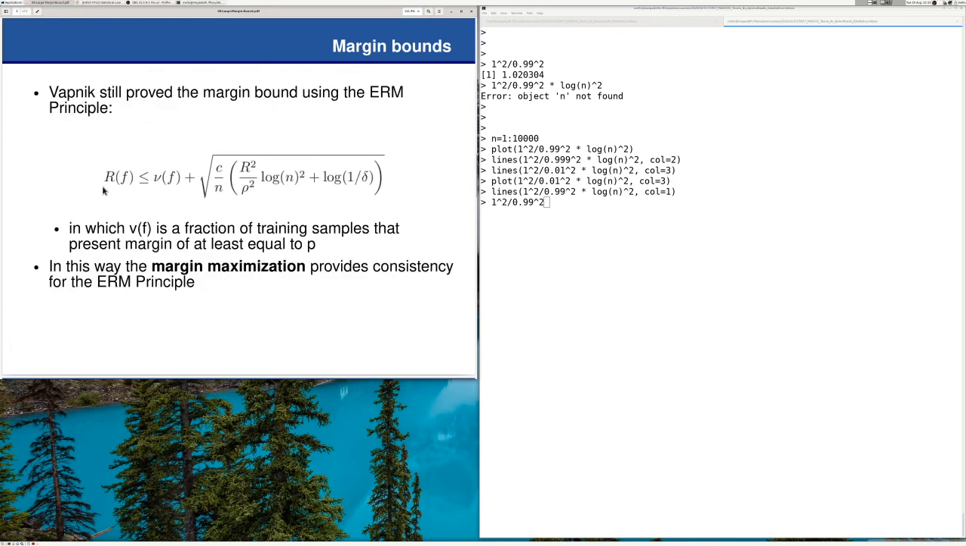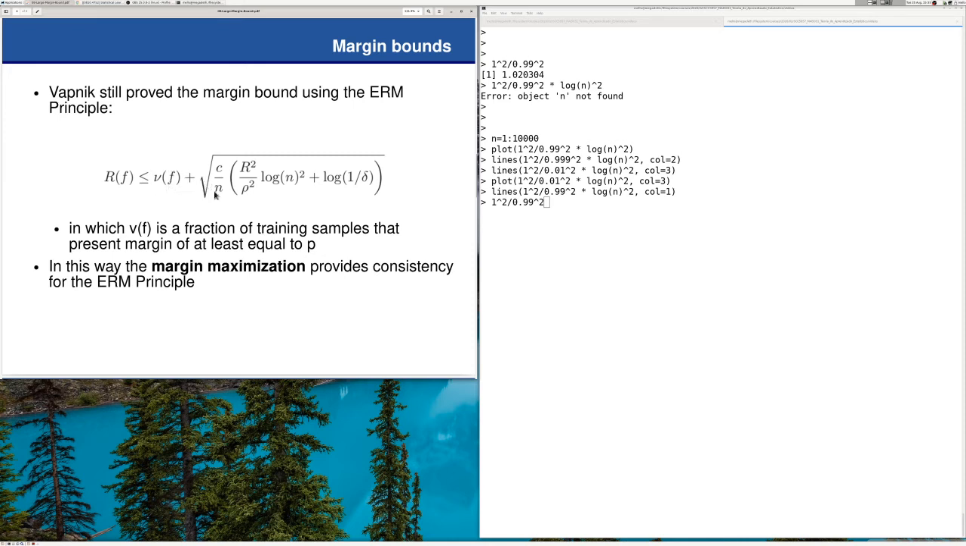In order to ensure that, I should have a sample that grows at least up to a limit, and then I could test in this margin bound to understand how my expected risk is going to behave. So for instance, let's suppose that for sample size equals 1000, we've got 0.01 as the empirical risk, basically the fraction of training examples in my sample that present a margin of at least equal to rho.